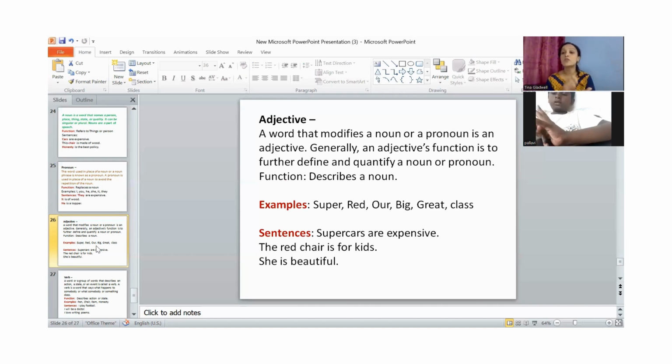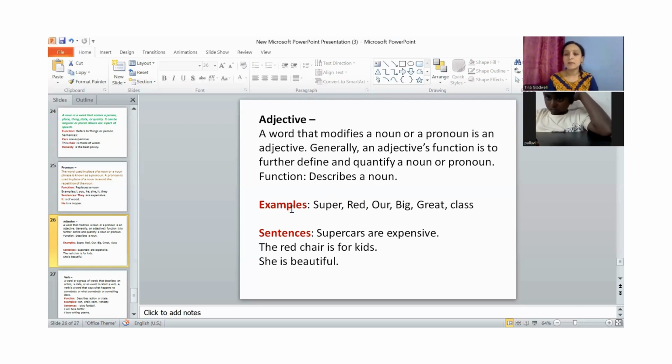So it is one of the most important parts of speech. Why? Because if you are describing, if you have to explain something, if you have to explain how beautiful a place is, you will have to fill your sentences with adjectives. A word that modifies a noun or a pronoun is an adjective. Generally, an adjective's function is to further define and quantify a noun or pronoun. So what is the function here? The main use of adjective is to describe a noun.